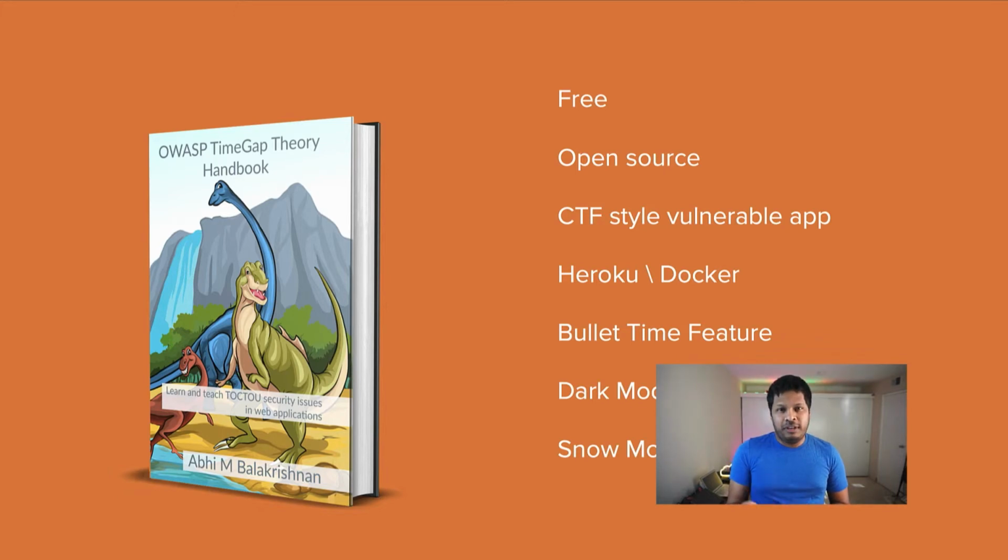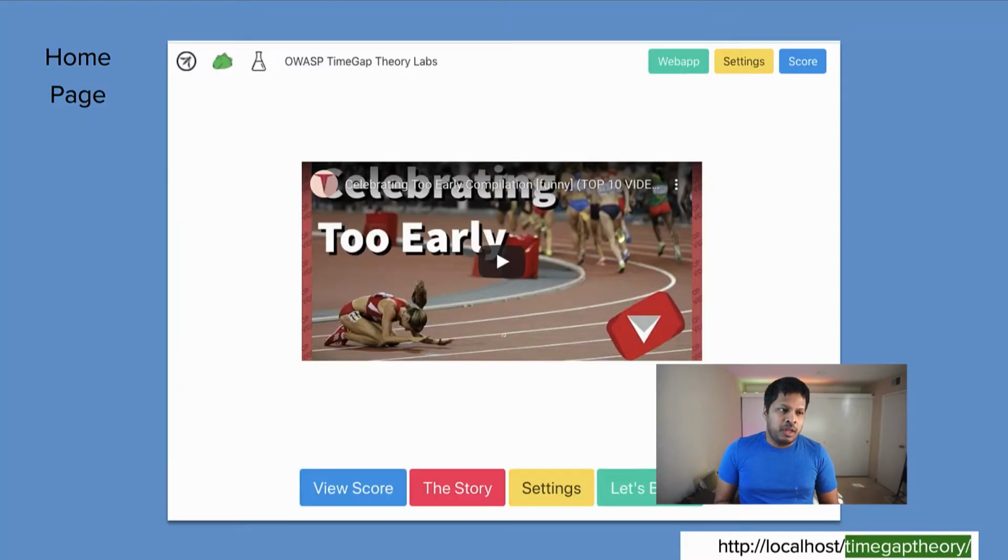It has a bullet time feature. That is one of the main attraction points. What is the bullet time feature? I will explain in a moment. It also supports dark mode and snow mode. Now, this is how the home page of OWASP TimeGap Theory looks like. Pay attention to the three buttons on the top right hand corner: Score, Settings, and Web App. We'll be discussing them now.